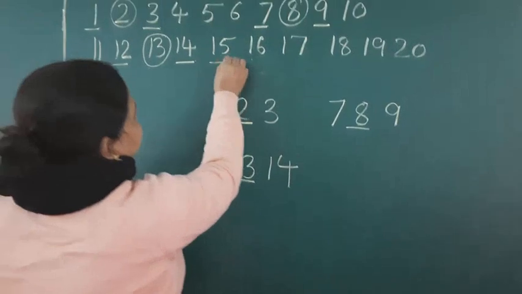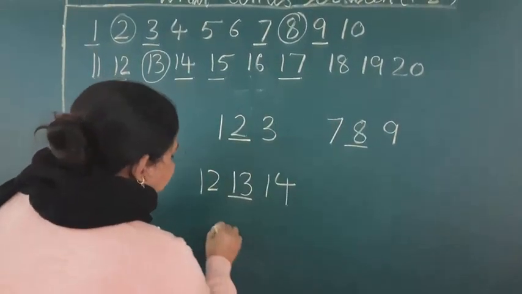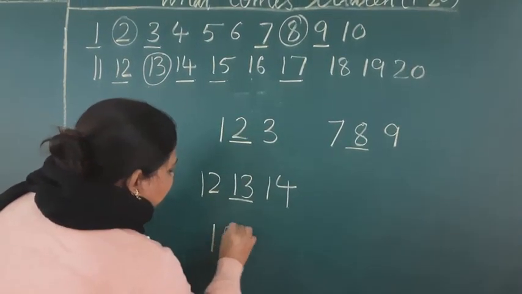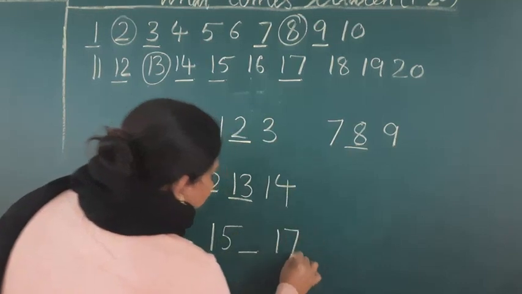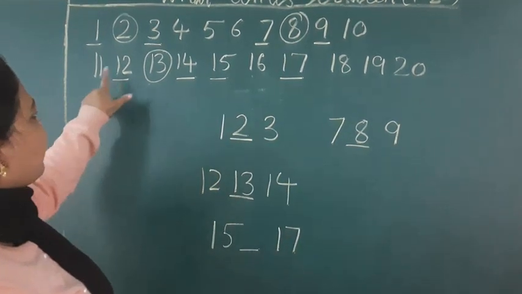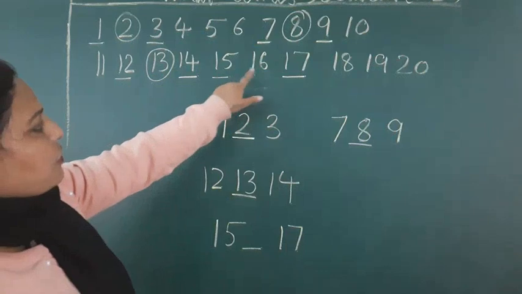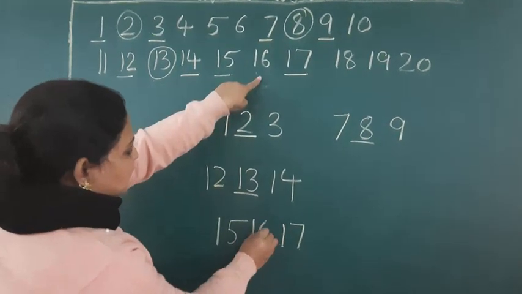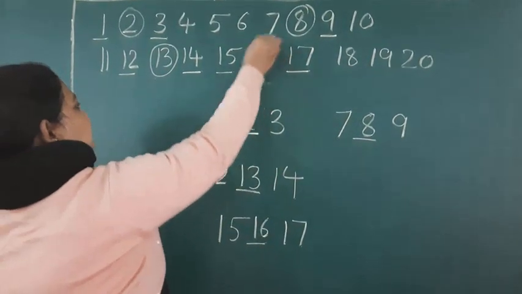Like we'll take 15, 17. I am writing here 15 dash 17. You have to count it. 11, 12, 13, 14, 15. Automatically we will come to know 16. So 16 will come here.